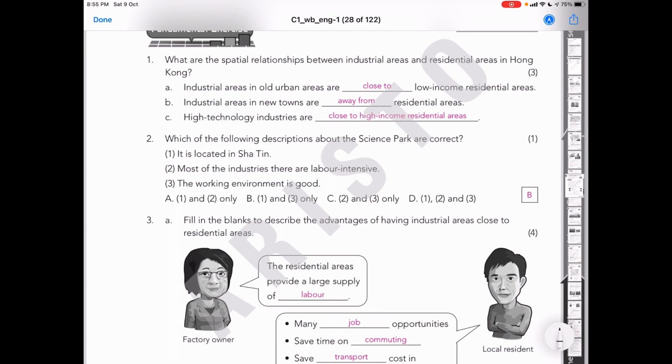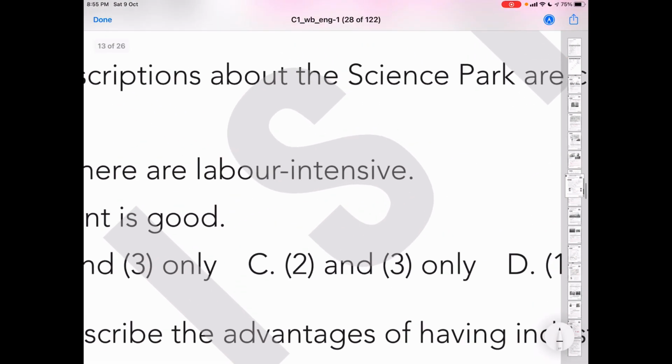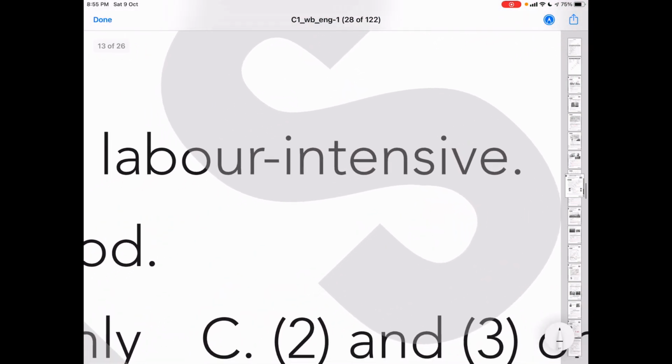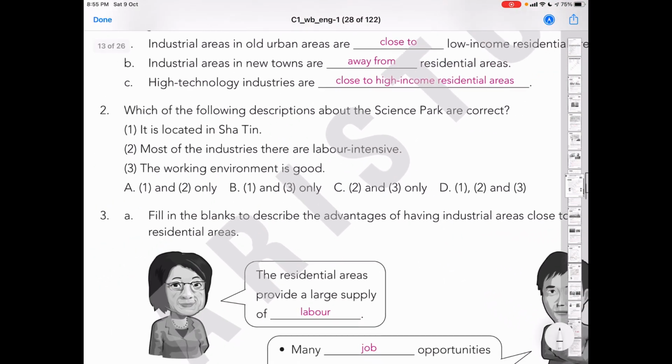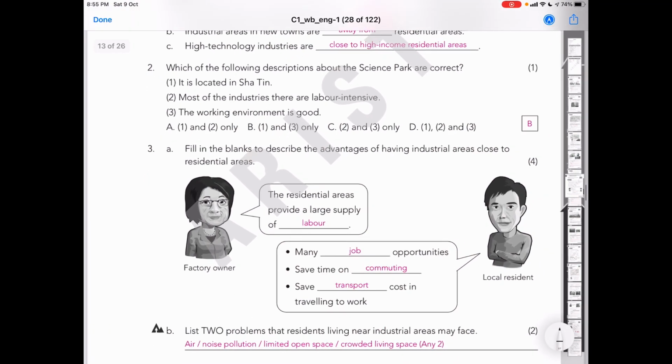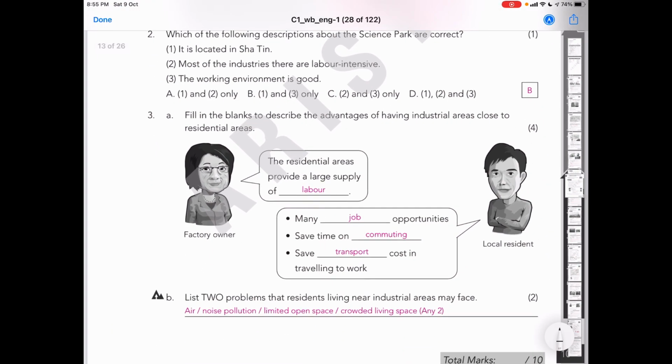High technology industry are close to the high income residential area, okay. And I would like to remind you the word labor intensive. Labor intensive is a bit like printing work, okay. When you're talking about printing work, it should be very routine and repeating, so it demands your labor, your energy, demands your power so much, okay. So number 2 is not correct because Science Park is mainly for the high-tech thing, okay.